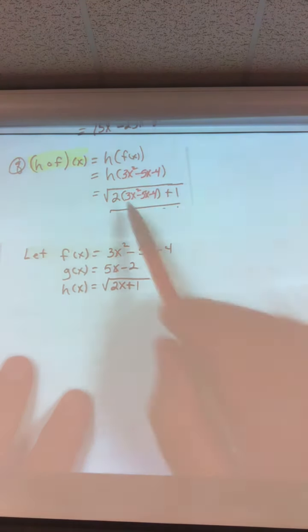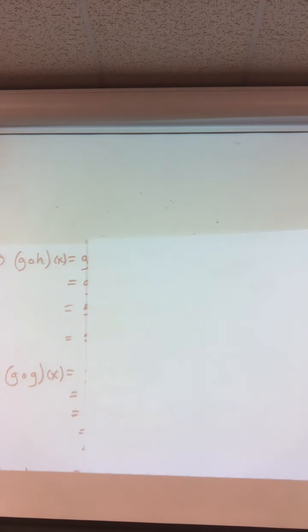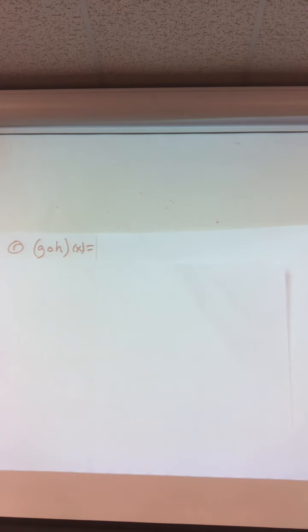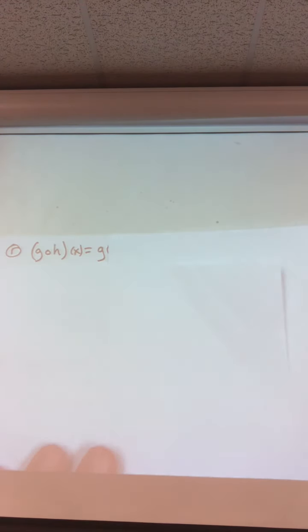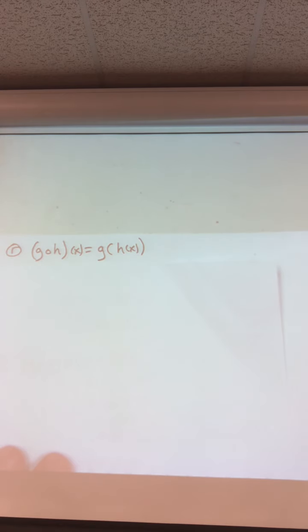Okay? Let's do a few more on composition. Let's do this one. G composed with H. Okay, what letter's first? G. Then do a big parentheses. What two letters are next? H of x. That goes in there and close the big parentheses. Next step, bring the G down.